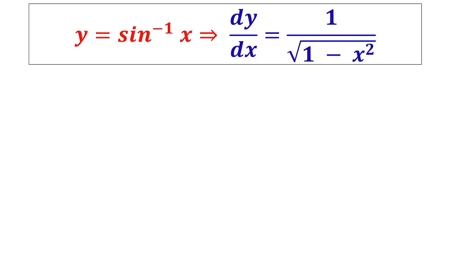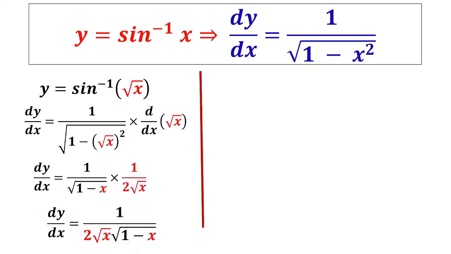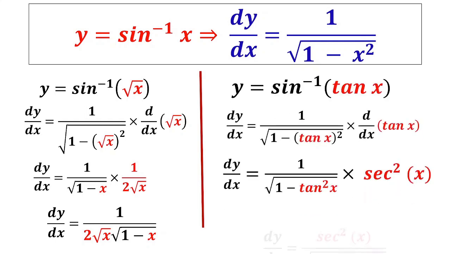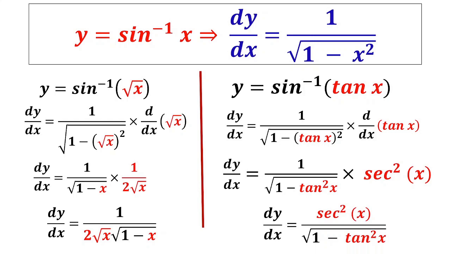Before we go further, let us quickly recollect the formula of inverse trigonometric function differentiation. Derivative of sin inverse x is 1 upon root 1 minus x square. Suppose you have chain rule, this is the chain rule. Already we have discussed in our previous video. Sin inverse root x is 1 by root 1 minus root x whole square into differentiation of root x. Similarly, sin inverse of tan x, you also know how to do: 1 by root 1 minus tan x the whole square into d by dx of tan x.